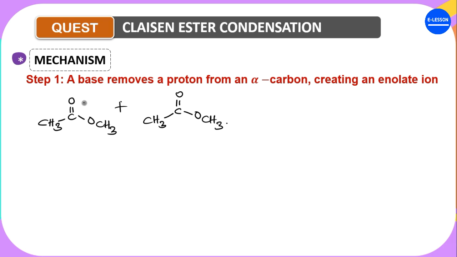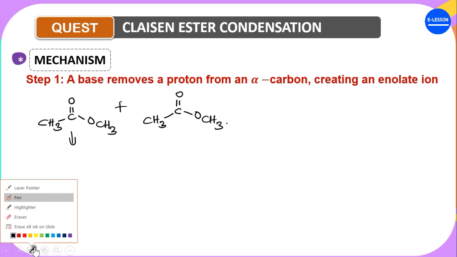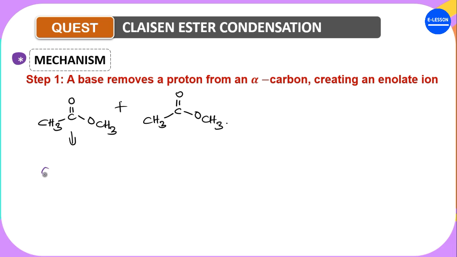Now, step 1 of the mechanism of the reaction is that a base removes a proton from an alpha carbon, creating an enolate ion. So first of all, we have to choose the one that is the alpha carbon here. Now let us pick the first ester. If we pick the first ester, we are going to have this CH3, and then C double bond O, and then O CH3.